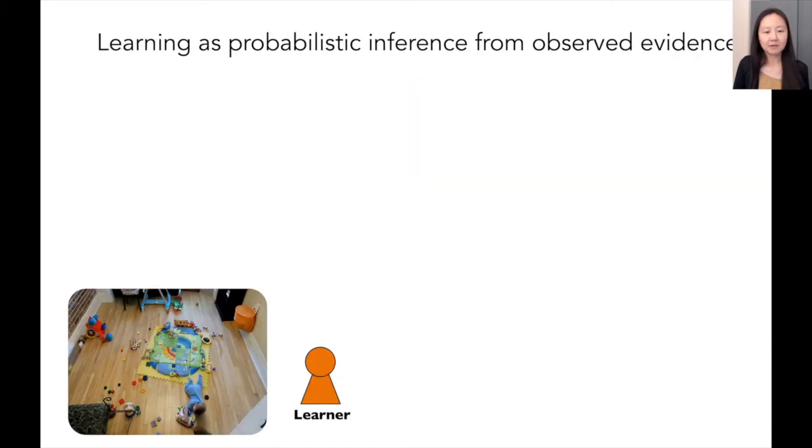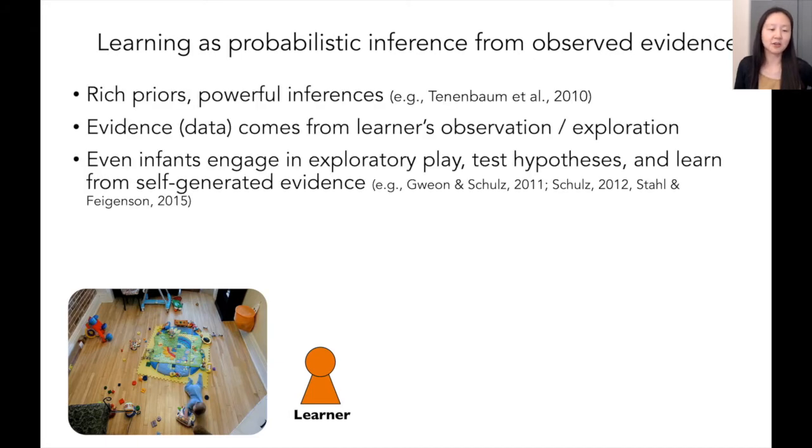So in the past couple of decades, there's been exciting progress in formalizing human learning as probabilistic inference from observed evidence over abstract structured representations. And the idea is that humans have rich priors and draw powerful inferences from even small amounts of data that comes from learners' observations and exploration.